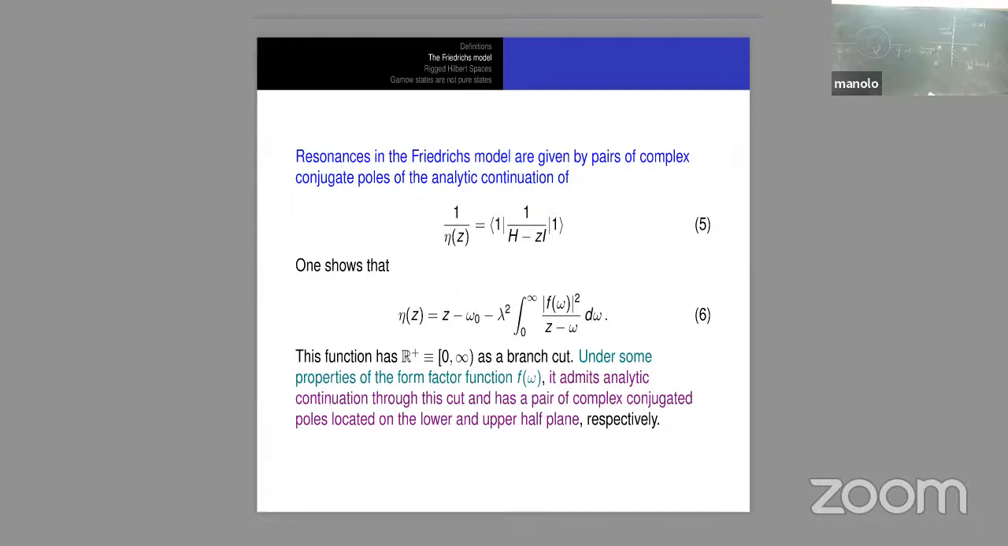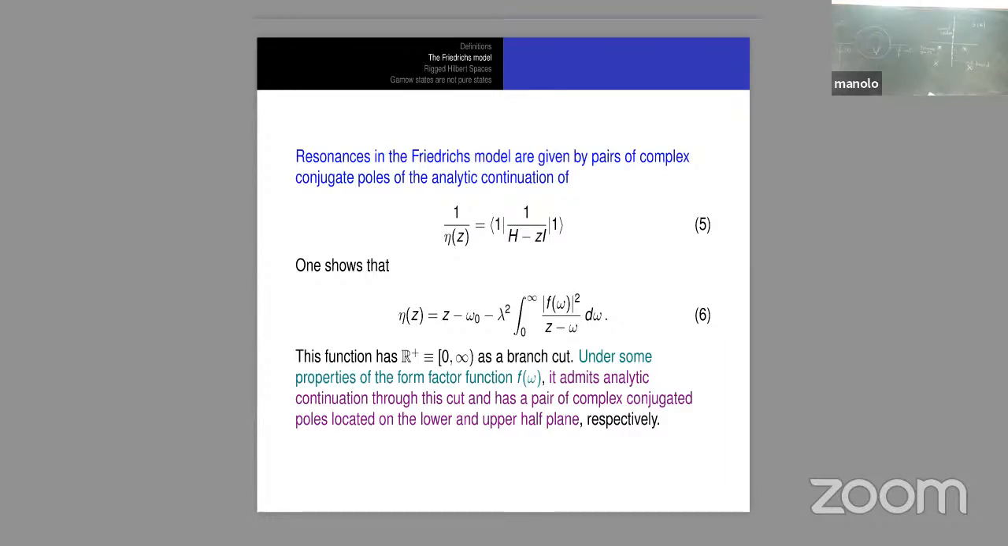The resonances are given by the pair of complex conjugate poles of the analytic continuation of the formula given by 5, which is the resolvent of the so-called total Hamiltonian. And then this can be written in terms of a function, and this function has the form given by formula number 6, the second formula in this transparency. This function has the positive part of the real line as a branch cut.